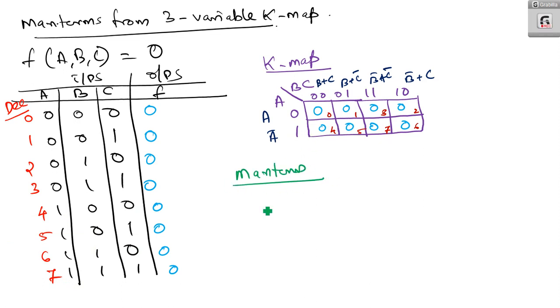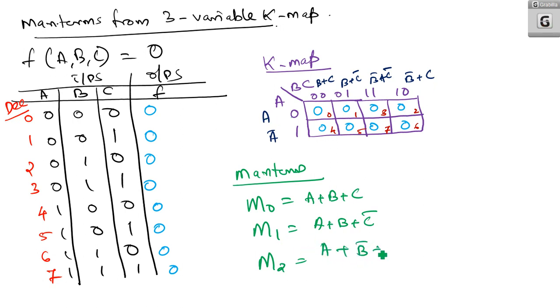can be derived from here. What is capital M0? Capital M0 is A or B or C. Capital M1 is A or B or C bar. Capital M2. What is M2? It becomes A or B bar or C. What is M3? M3 is A or B bar or C bar.